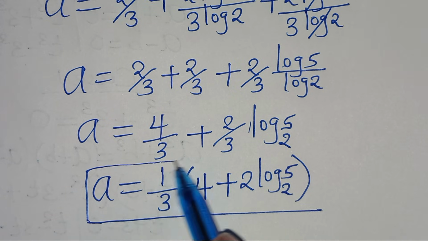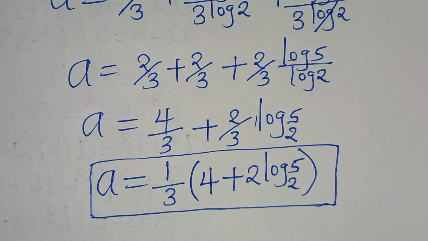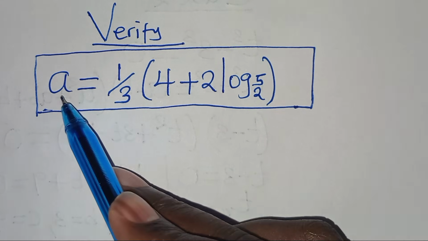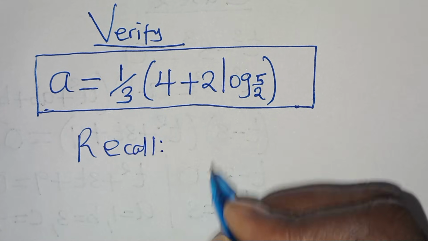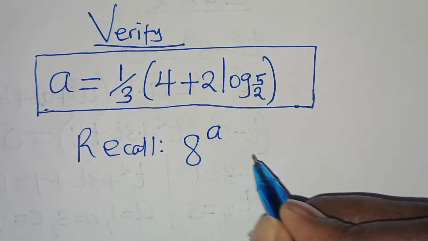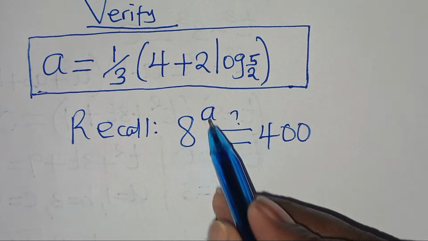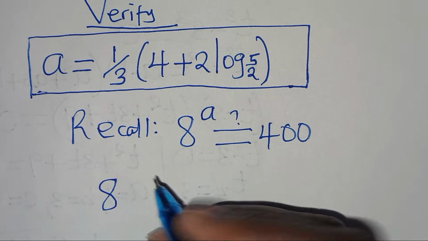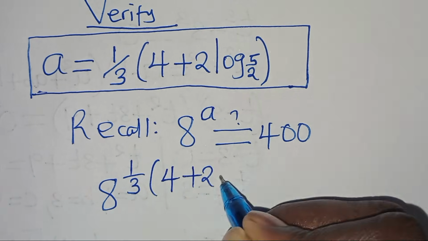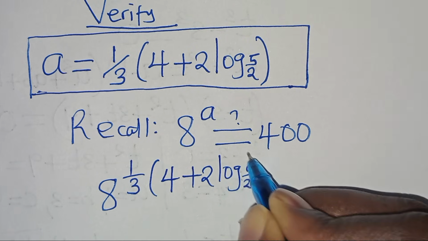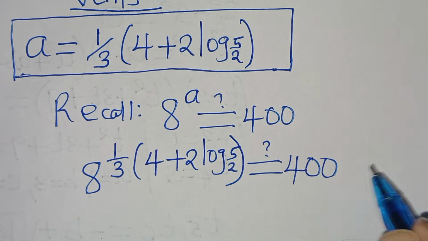So the next step is to verify that this value of a satisfies the equation. Now, if you recall, we had 8 to the power of a, which should give us a value of 400. So let's substitute the value of a. We have 8 to the power of 1 over 3 into the parentheses 4 plus 2 log 5 to base 2. Close the parentheses. This is supposed to give us a value of 400.